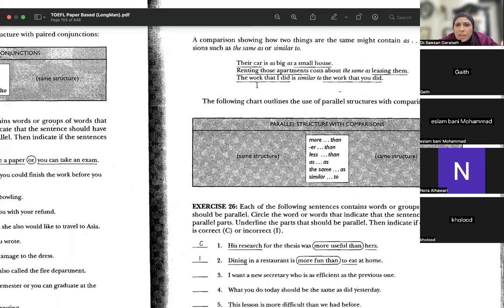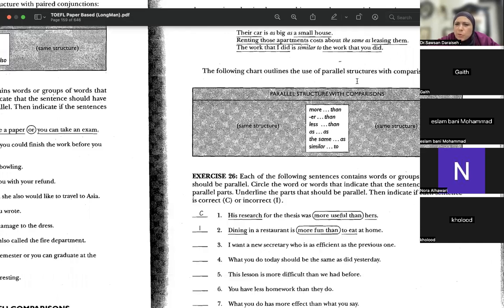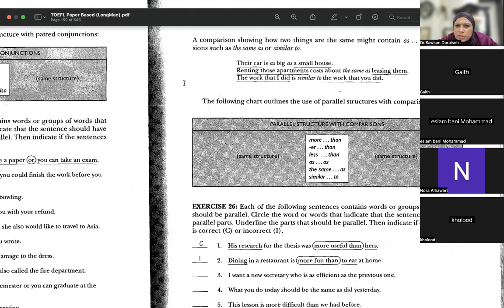The work that I did. Doctor, isn't leasing the same in meaning as renting? Yeah, almost. Okay, renting those apartments and leasing them is almost the same. But we're worried here not about meaning, we're worried about structure. If I translate it, what's the difference? Just a small difference. Renting them is one thing; leasing them is like giving them to someone. That's what it means, really.